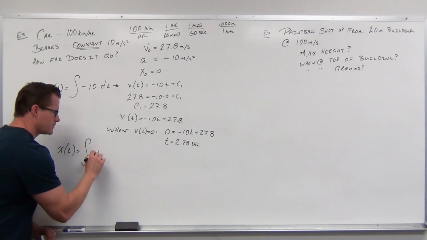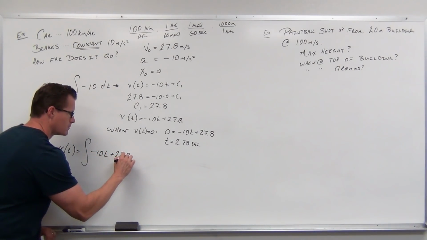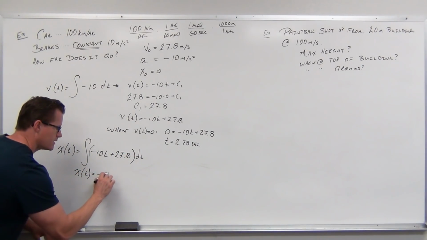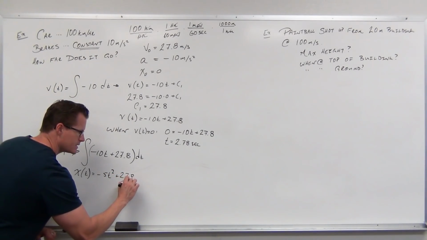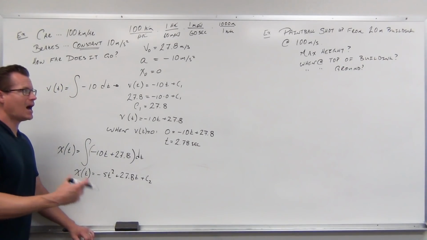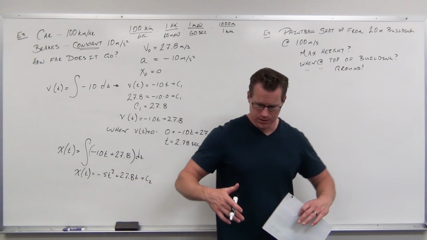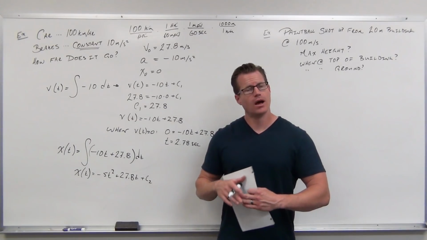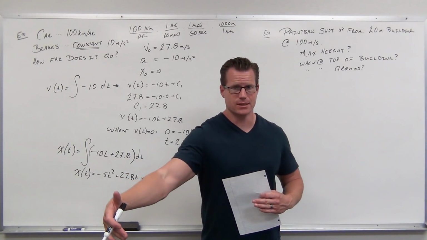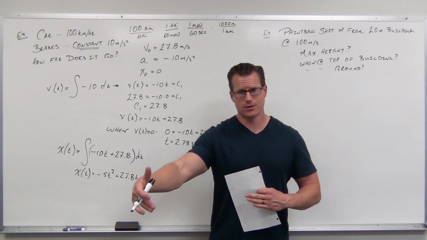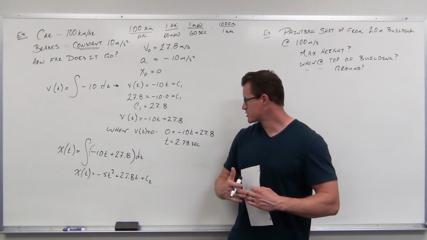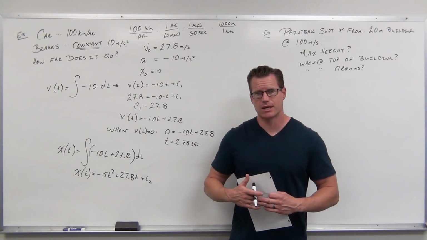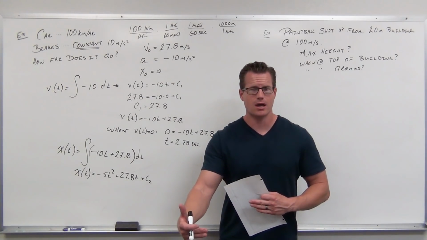Position is an integral of velocity. So in our case, we're going to have this negative 5t squared plus 27.8t plus c2. Now, we have an initial position. We said that we're going along and we're gonna stop at this one point in the road. So that's our time 0 and that's our position 0. And how far we go from there, we're just measuring that distance. How long it takes us to get there is the time that we just found. It says it's going to take us 2.78 seconds to go from 100 kilometers an hour, or 27.8 meters per second, to 0. That's how much time is going to pass.